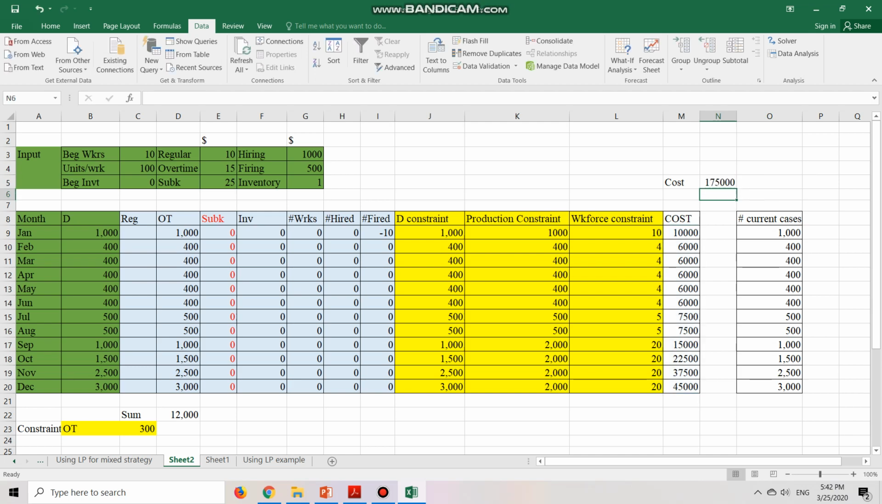Okay, so I already finished inputting the formulas for those columns and rows. So now I go to Data, then we have Solver here.